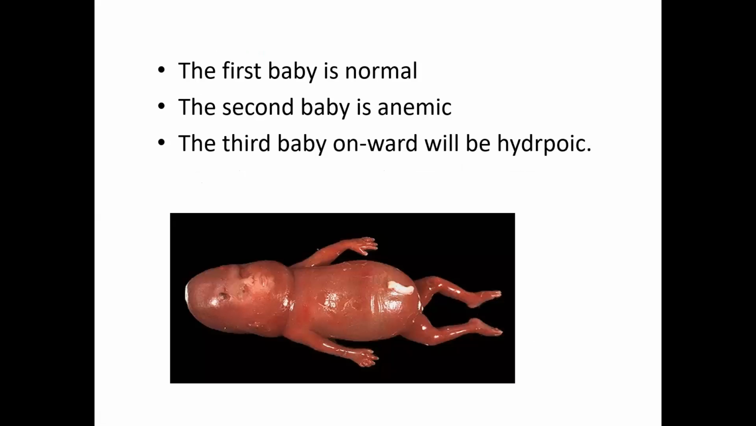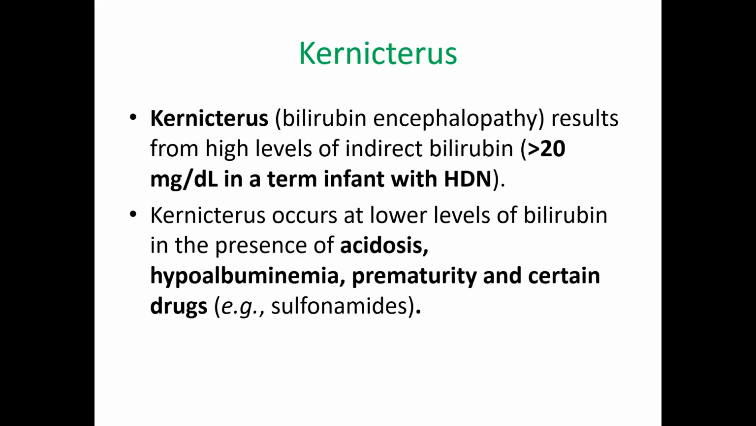Now the first baby is normal because the first time the mother is not sensitized. Okay, so the baby is normal. And the second baby is anemic. The third baby onward will be hydropic. Okay. Now, kernicterus.